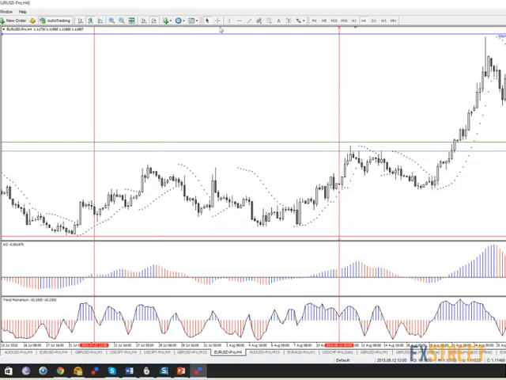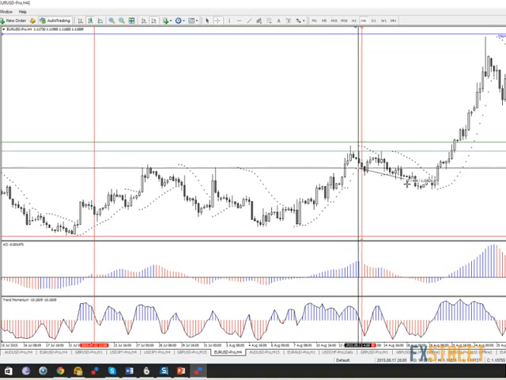Sometimes you will not see a perfect touch of the level, but it's very close. So you should always use your logic. And this was your confirmation of a short trade here. Okay. And after some time, the price went something like 100 pips in your favor. Okay. Let's see other pairs.